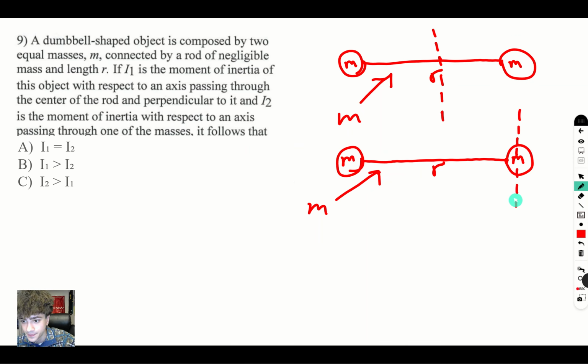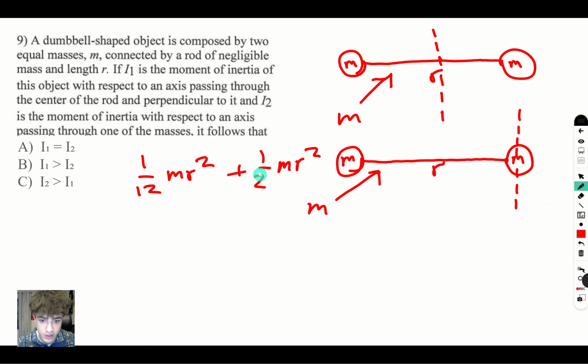Alright, so we know that for I1, the inertia of a thin rod around its center is simply 1/12 mr squared, where the r is just the length of the rod. So we'll do 1/12 mr squared plus the inertia we had last time of the two balls, which is 1/2 mr squared, which will give us, this becomes 6/12, so 6/12 plus 1/12 is 7/12 mr squared, which will be our I1.